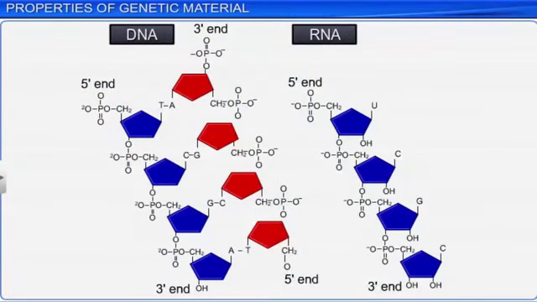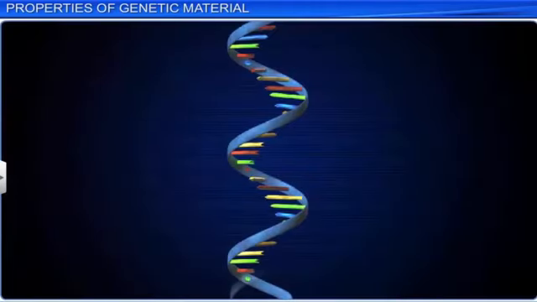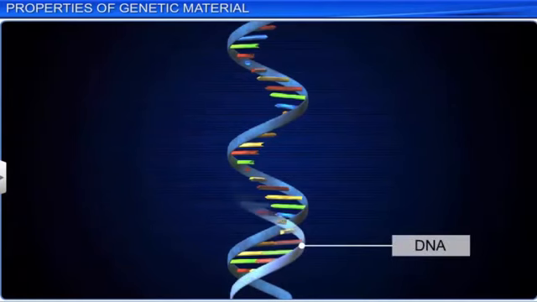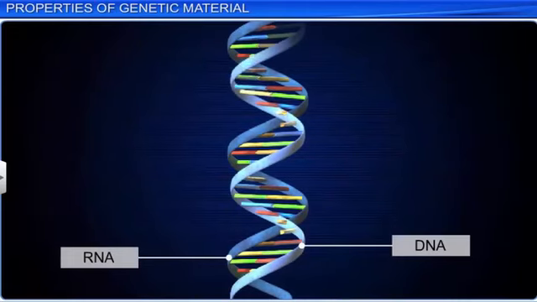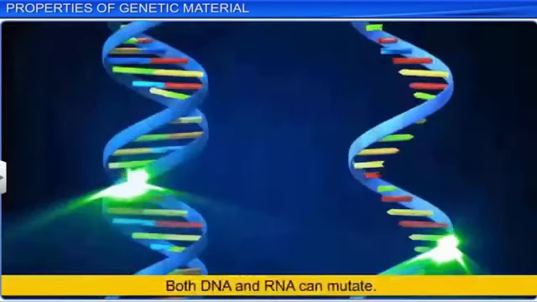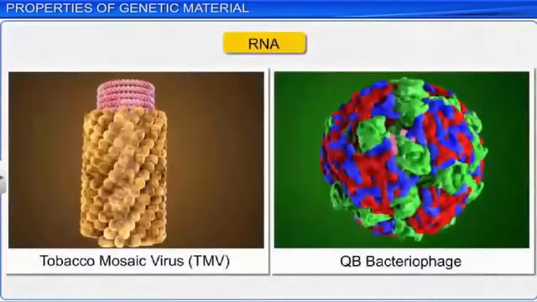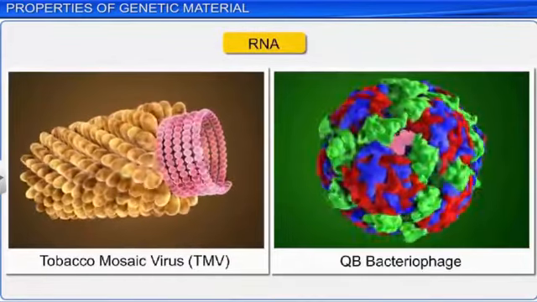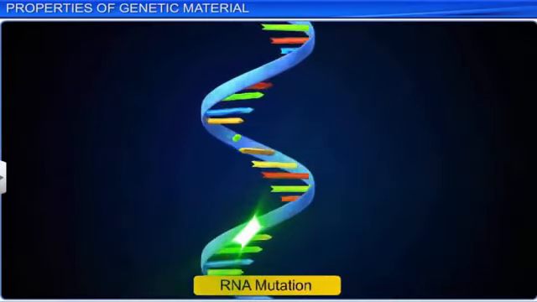Moreover, DNA has thymine instead of uracil that is present in RNA, which makes it more stable. For this reason, it is also said that DNA has evolved from RNA with chemical modifications, making it more stable and, as a result, a better genetic material. Yet, both DNA and RNA can mutate. However, viruses with RNA genome evolve faster by mutation due to the ability of RNA to mutate quickly on account of its relative instability.